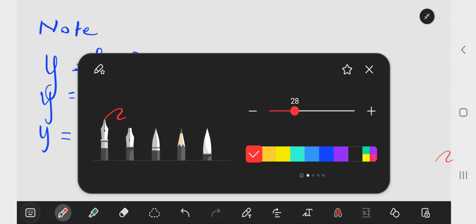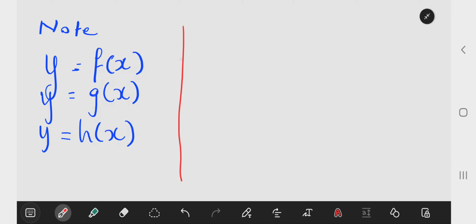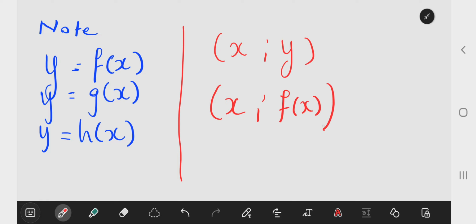So for example ngithe i-coordinate lakho libhalwa kanje x no y, right? So la kuma-functions singayibhala sithi x bese ngapha sibhala u-f of x. So it means u-y wakho uyafana no-f of x, right? So singakhona ukudlala ngalezi zinto lezi simanipulate le coordinate lethu in terms of u-y or u-f of x, right?